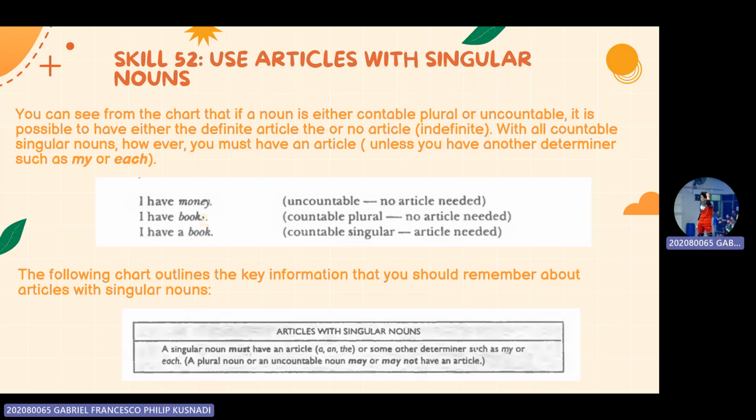For example, I have money: money is uncountable and no article is needed. For the second, I have books: books is countable plural and no article is needed. And the third, I have a book: countable singular and an article is needed. The following chart outlines the key information that you should remember about articles with singular nouns. A singular noun must have an article, a or the, or some other determiner such as my or its. A plural noun or an uncountable noun may or may not have an article.